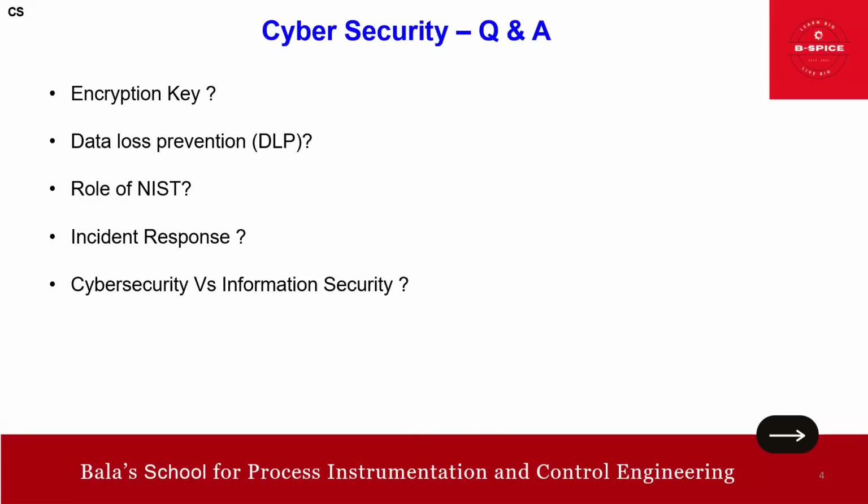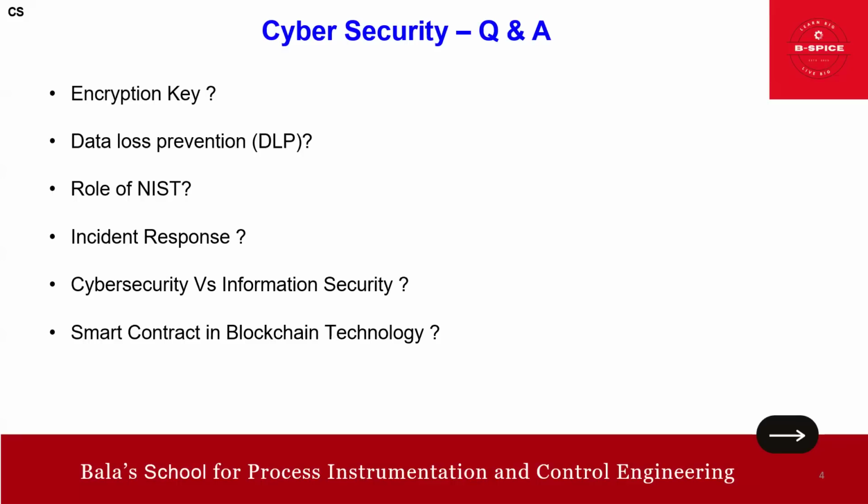Good. Cybersecurity versus information security. What are cybersecurity and information security? Yes. Cybersecurity focuses on protecting computers, networks, programs, and data from digital attacks, while information security is a broader category that protects information in all its forms, meaning digital, everything, right? So cybersecurity focuses on protecting computers, networks, programs, and data from digital attacks, whereas information security is a broader category that protects information in all forms, digital, everything.